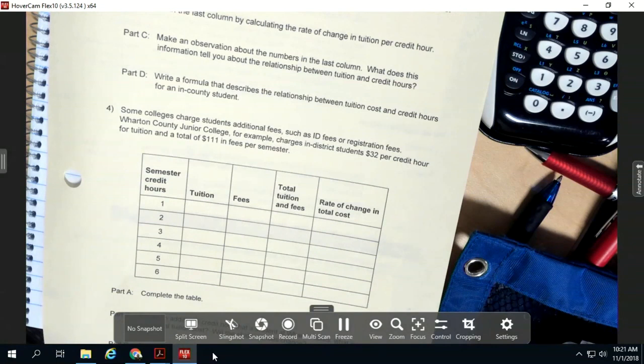Some colleges charge students additional fees, such as an ID fee or registration fee. Wharton County Junior College, for example, charges in-district students $32 per credit hour and a total of $111 in fees per semester. So if you take one class, you pay for a credit plus the $111. Two classes, you pay for 2 credits plus the $111, and so on. Okay? So fill in the chart and then answer the questions up through letter D.